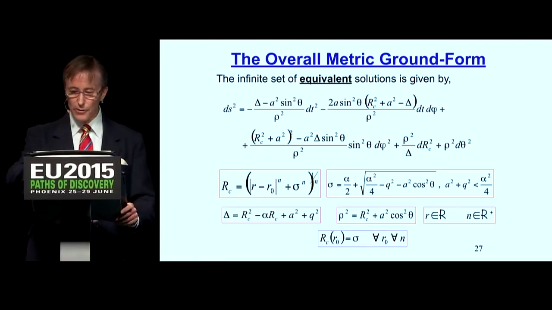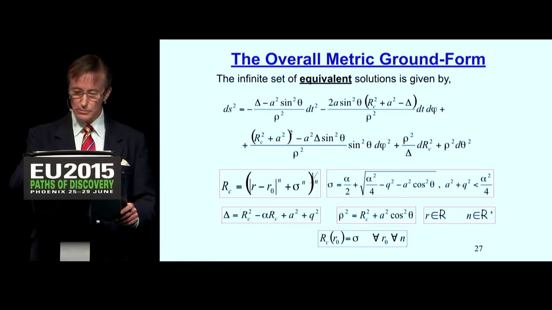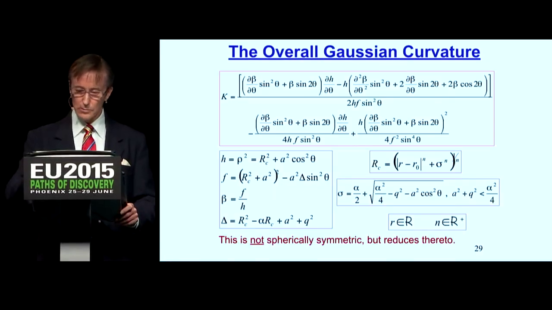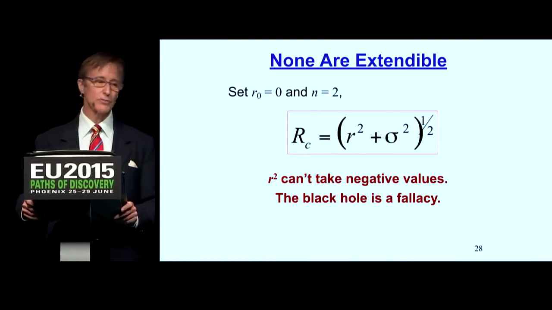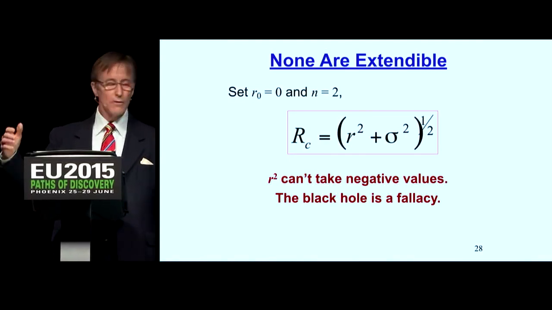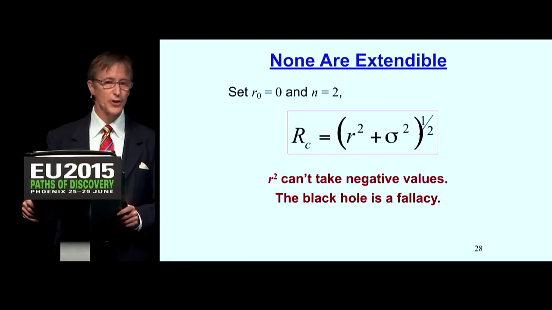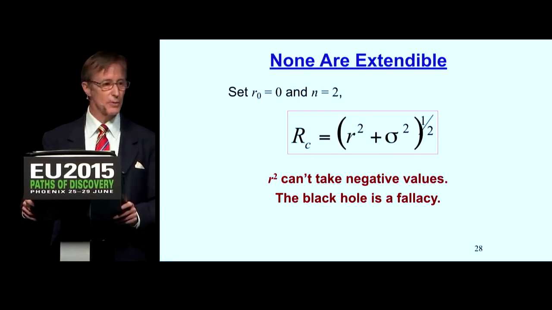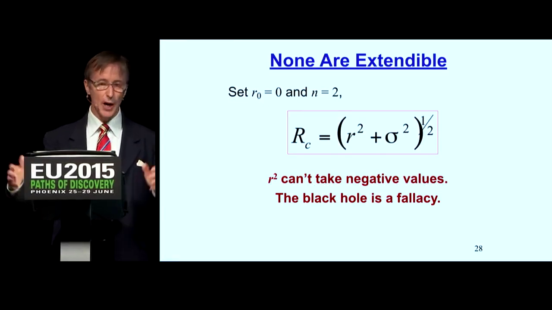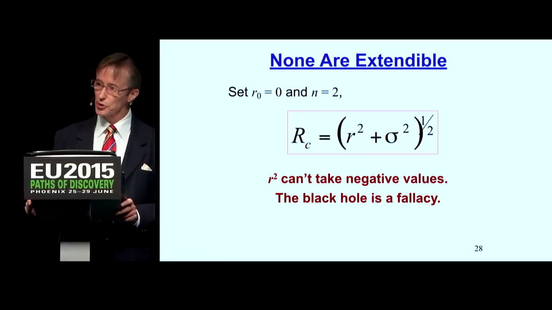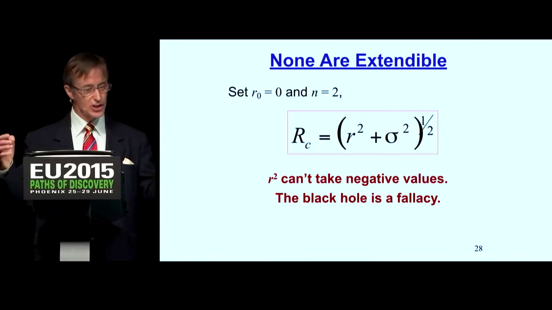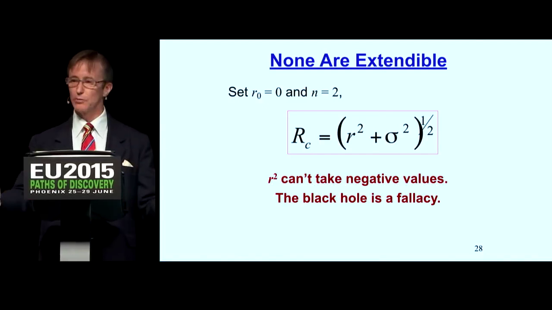So on account of this one being inextendable, none of them can be. So the black hole is a fallacy. It's nothing other than a generation of irrational imagination coupled with nonsensical mathematics that has no relation to physics, because Einstein's field equations, R_μν equals 0, have no physical meaning.